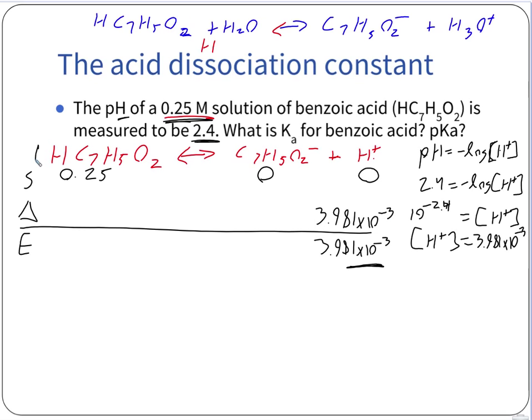And since there is one of these and one of these and one of these, that means that this one increased by that amount, that the other of the two products is also going to increase by the same amount, 3.981 times 10 to the negative third, and to keep the mole ratio right, our reactant had to decrease by that amount, so 3.981 times 10 to the negative third. So 0 plus 3.981 times 10 to the negative third is just 3.981 times 10 to the negative third.